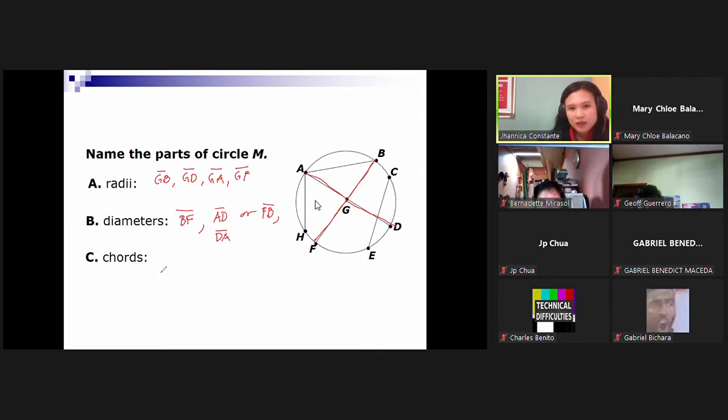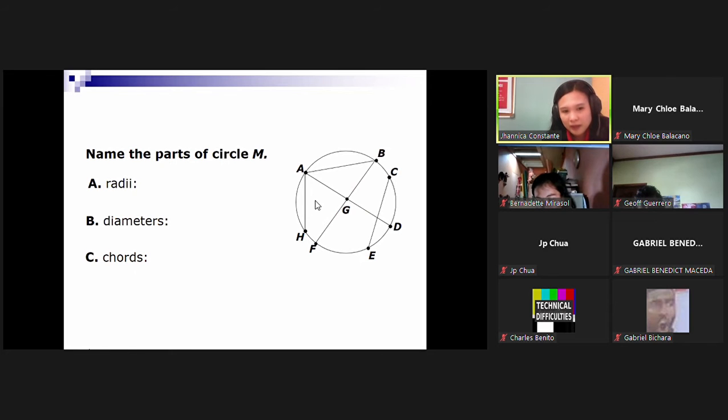For the chords, we have the diameters themselves, and the line segment AF, line segment CE, line segment BF, and line segment AD. As you can see, the diameters that we identified a while ago are also included as chords of our circle, since a diameter is a special type of chord. So those are the parts of our circle. Let's proceed with the theorem.